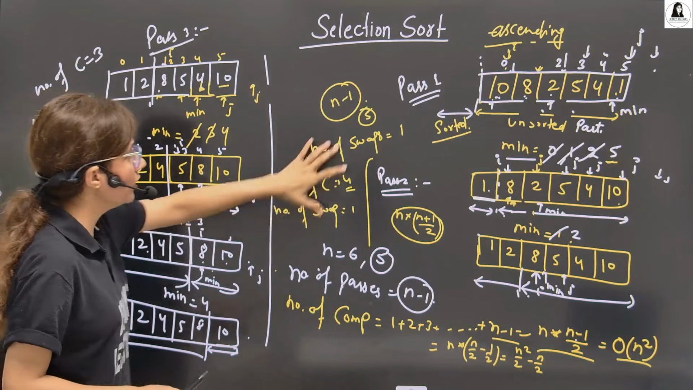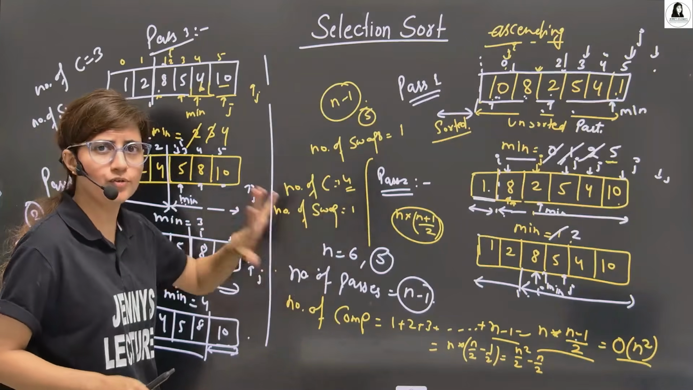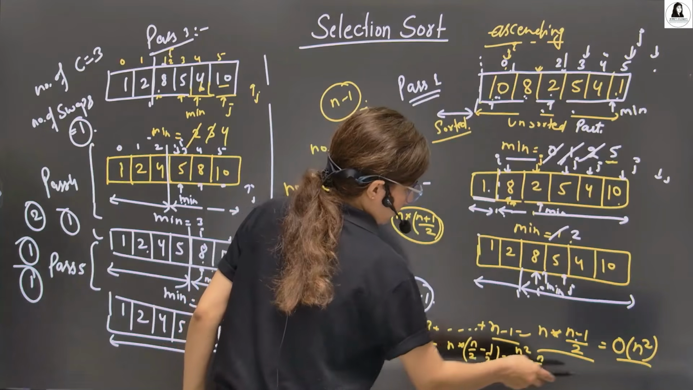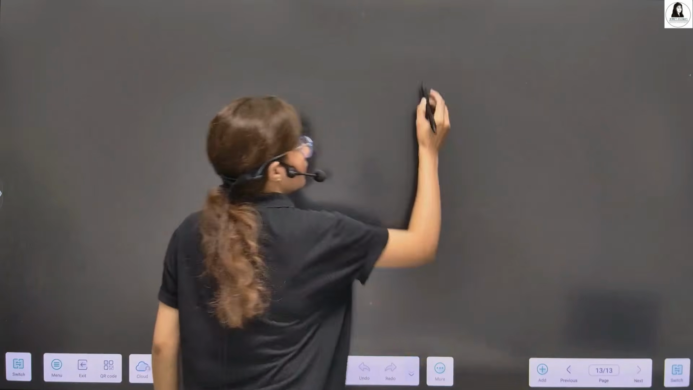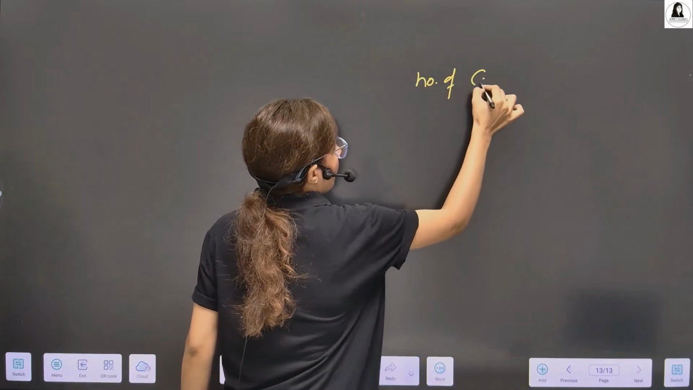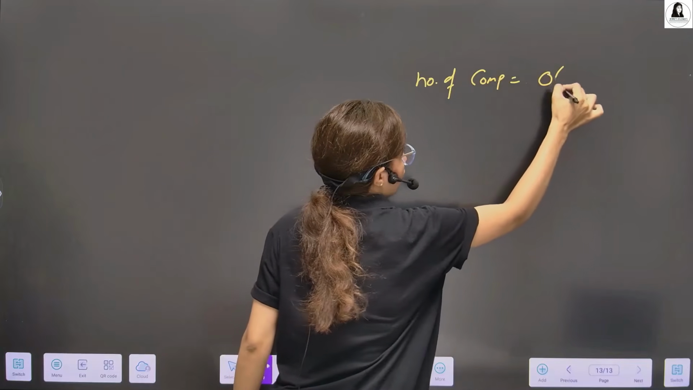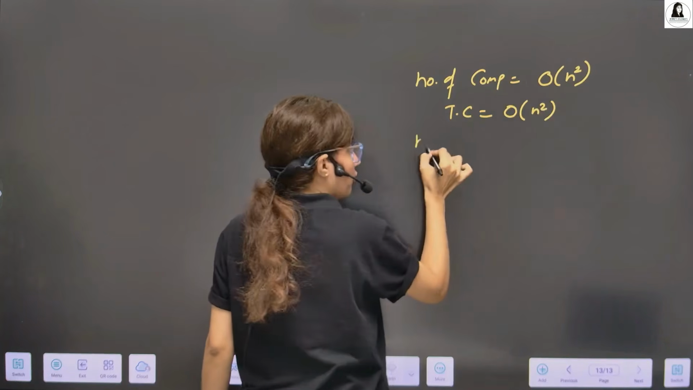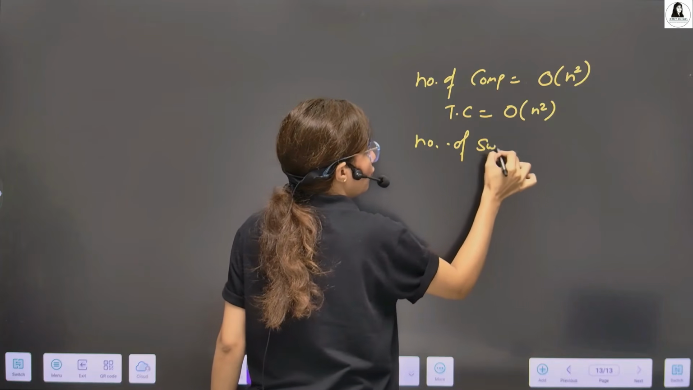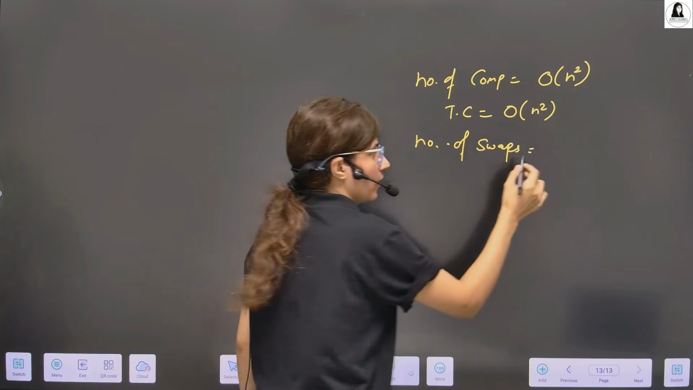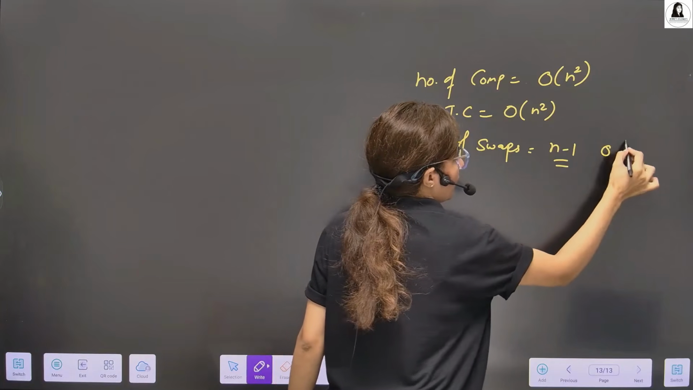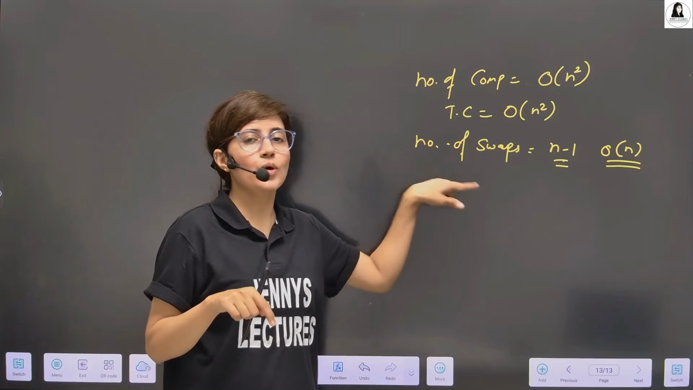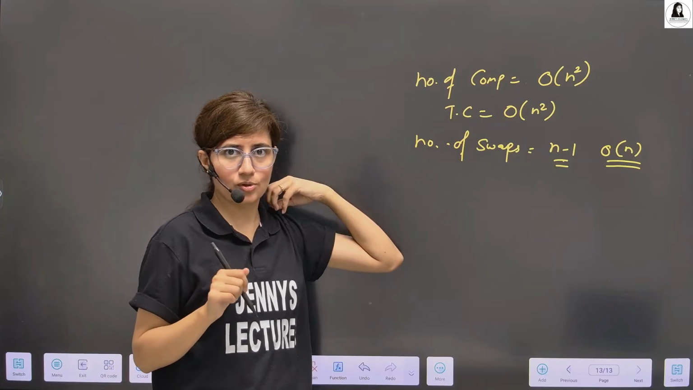Okay, now see, number of swaps, I guess you get. Number of swaps in this case only one in every pass, only 5 swaps. Number of comparisons in selection sort is n square, so order of n square. Time complexity is also n square in worst case. Number of swaps required, we know 5 swaps, so basically n minus 1 swaps. So we can say order of n. In number of swaps, it's good. It needs fewer number of swaps in selection sort.